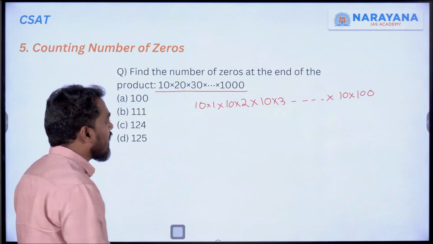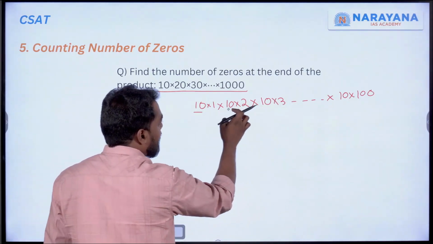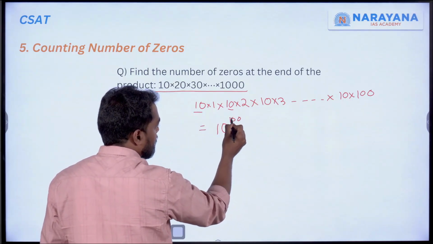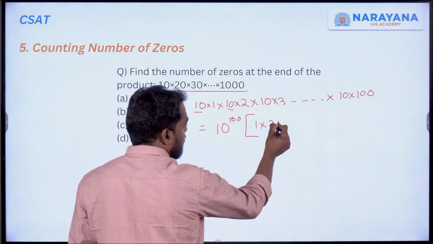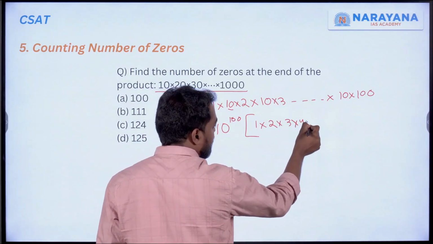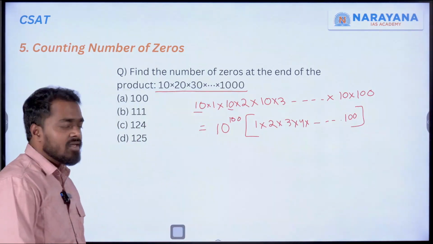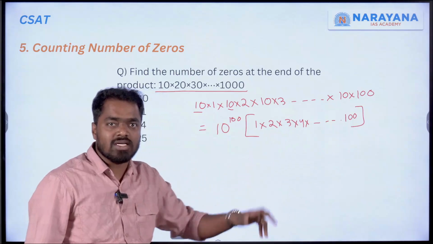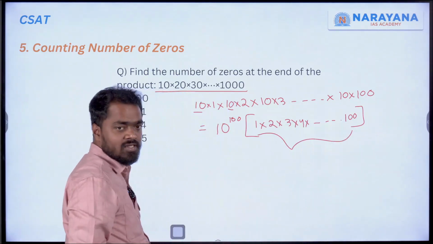So take the 10 out. There are 100 terms, so 10 is there 100 times. So 10 to the power 100. If you take that out, the product is 1, 2, 3, 4 up till 100. Now this is nothing but continuous multiplication, the factorial concept. How to find the number of zeros in this product?